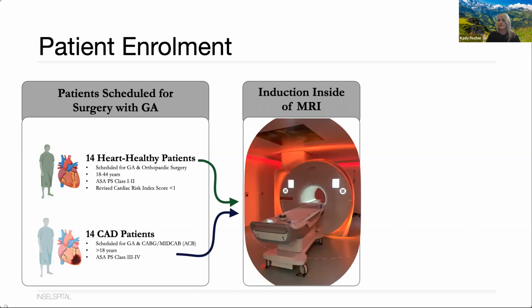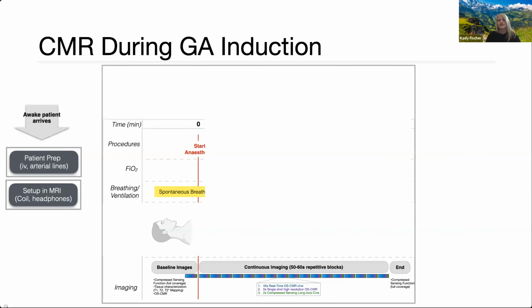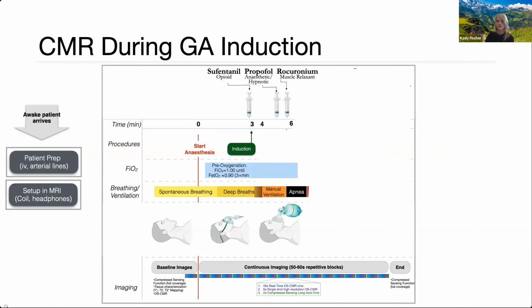So we take them, we induce them inside the MRI, and then they get transported to their normal surgery. So these are all people that were actually scheduled for general anesthesia. No one's volunteering to get the drugs. So anyways, what happens is the patients come to the MRI, we do all the patient prep in one of the prep rooms, and then we actually do basically 10 minutes of a baseline exam. We do some mapping, we do some functional analysis, and the patient's still awake at this time. And then we actually start the induction procedure.